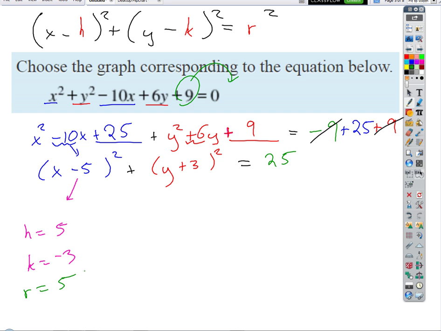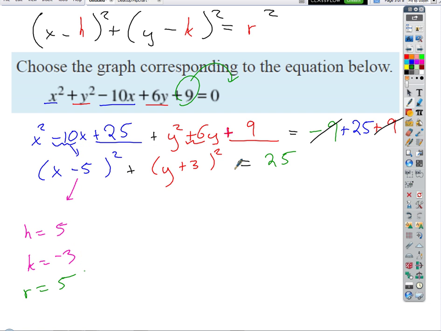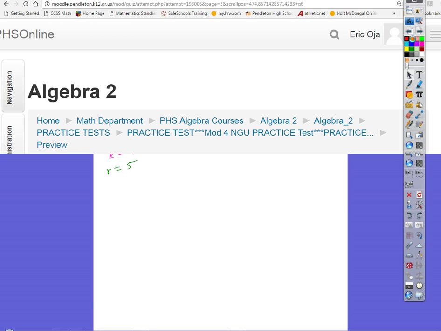Okay, so let's grab this guy, and let's go find this one.